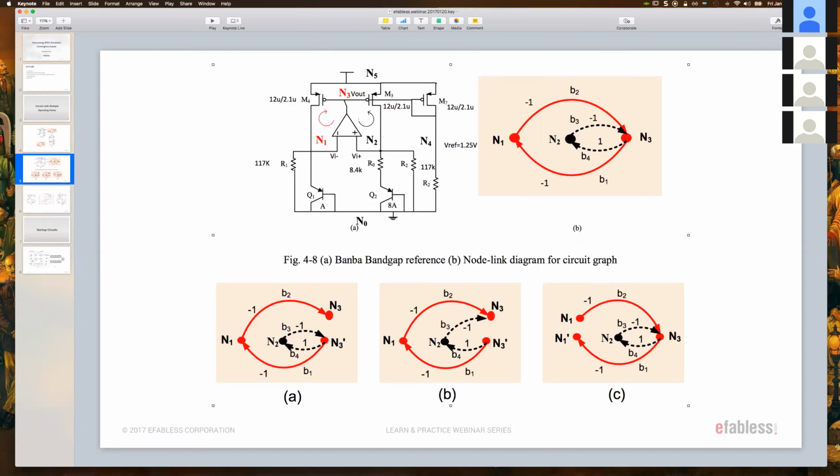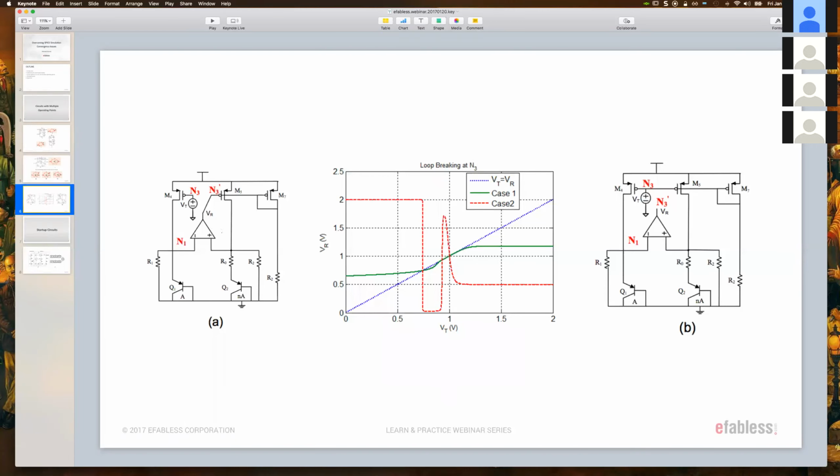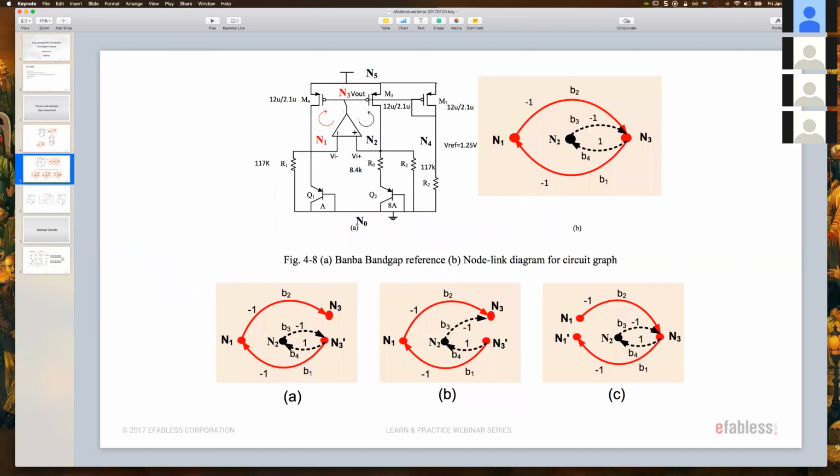Now the word loop here applies to the different loops, so which loop? In the case we were talking about, you can break it this way and study the behavior in one way, or break it from a different place. This is actually breaking the 2 loops. If I look back on the circuit here, if I cut the output of the amplifier, I'm breaking the 2 loops altogether. If I'm breaking only the gate of these transistors, I'm breaking 1 loop.